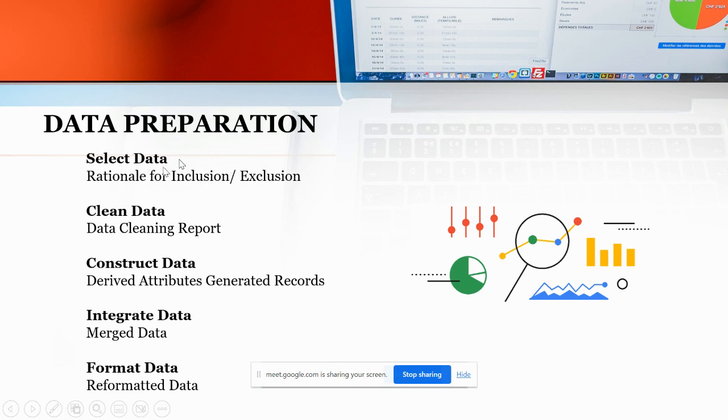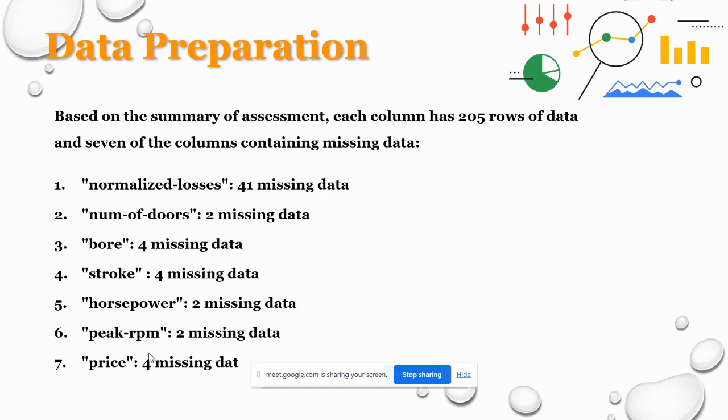The sub-agenda is to clean the data, construct the data, and integrate the data, where we can merge data if there is need. Then the formatting of our data: to reformat it, to transform it where we need to, and also to standardize it.